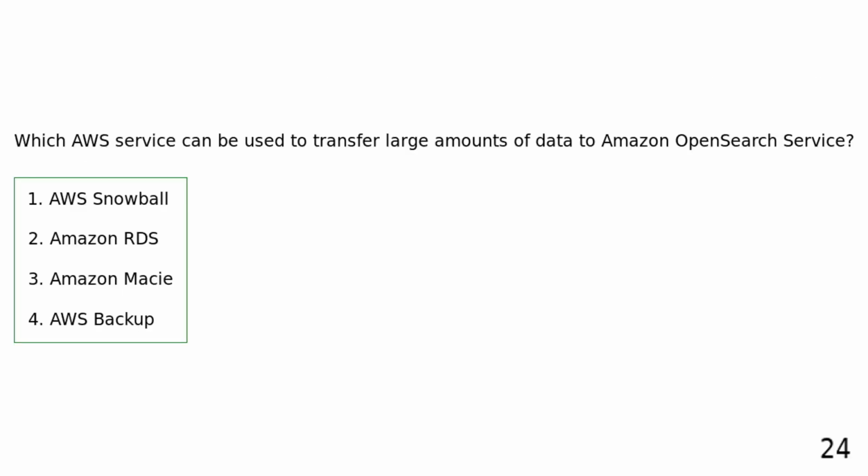Which AWS service can be used to transfer large amounts of data to Amazon OpenSearch Service? AWS Snowball, Amazon RDS, Amazon Macie, AWS Backup. AWS Snowball is used to transfer large amounts of data into Amazon OpenSearch Service.